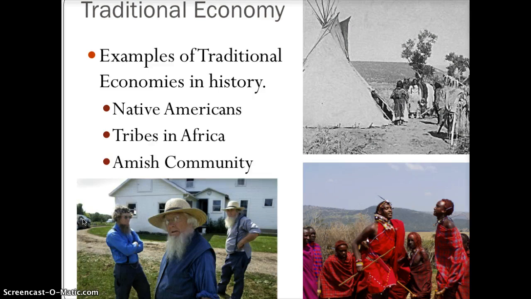raise a lot of their own food, they butcher a lot of their own food, they make a lot of their own buildings. They are probably the best modern day example of a traditional economy. I guess other than this car's driving me nuts here, but a lot of them transport via horse and buggy, which they raise the horses themselves and make the buggies themselves.